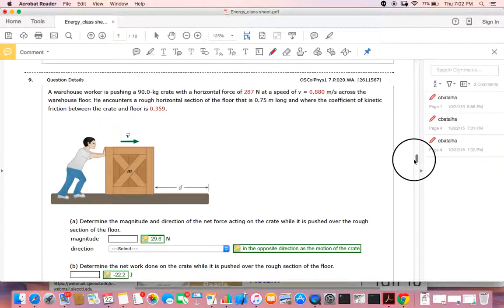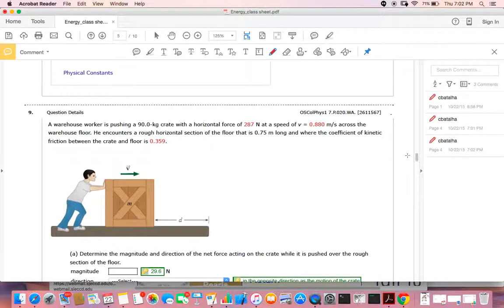How about this? What is this? A warehouse worker is pushing a 90 kilogram crate with a horizontal force, and the speed is given. He encounters a rough horizontal section of the floor, 75 centimeters long, and the coefficient of kinetic friction is given. Determine the magnitude and direction of the net force acting on the crate while it is pushed over the rough surface on the floor.